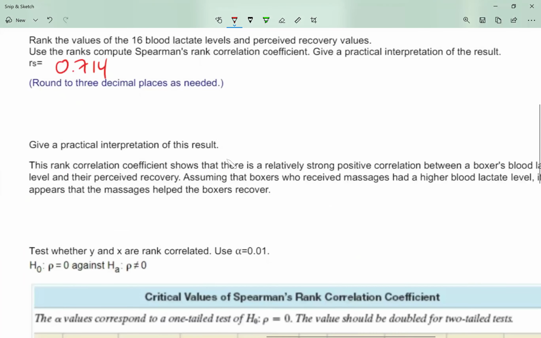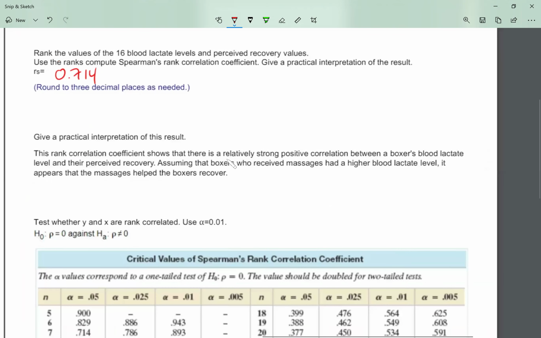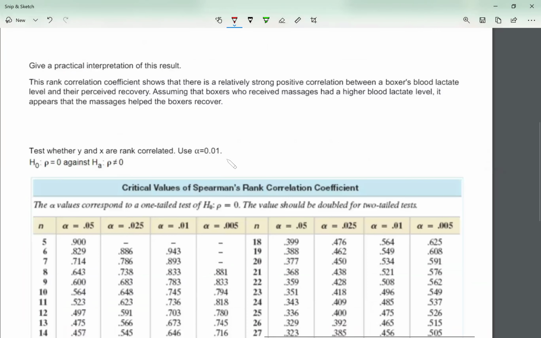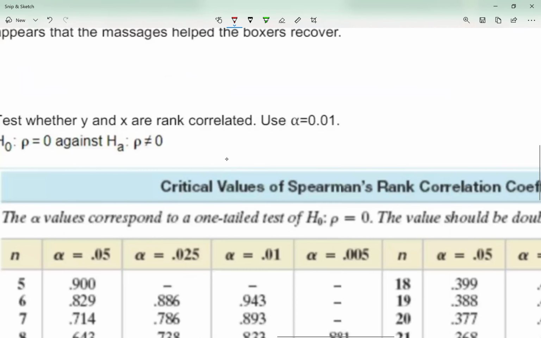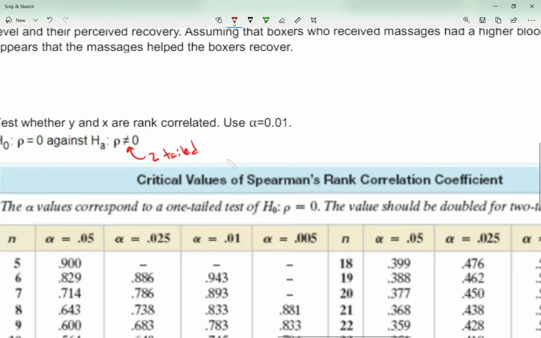Now give a practical interpretation of this. The rank correlation coefficient shows that there's a relatively strong positive correlation because it's a high R squared, right? 71.4%. Now we're going to test this. My alpha is going to be 0.01, but here, let me take a look at my alternate hypothesis. It is not equal to, so that means I have a two-tail hypothesis, a two-tail relationship.